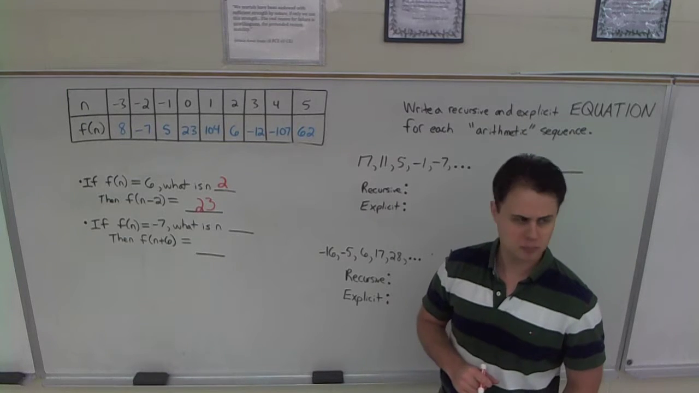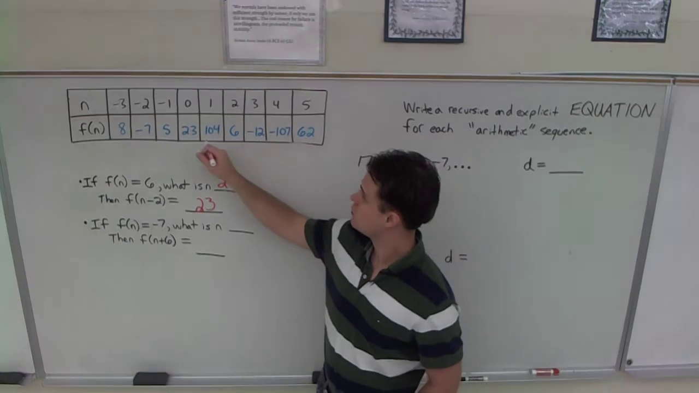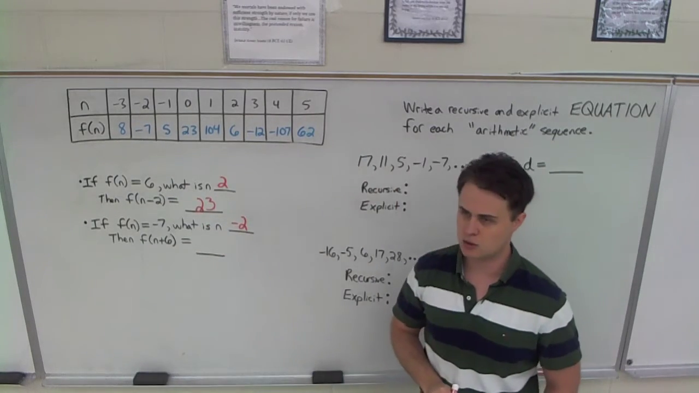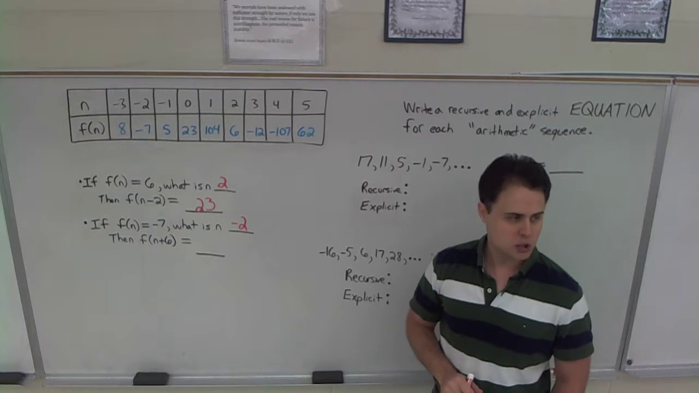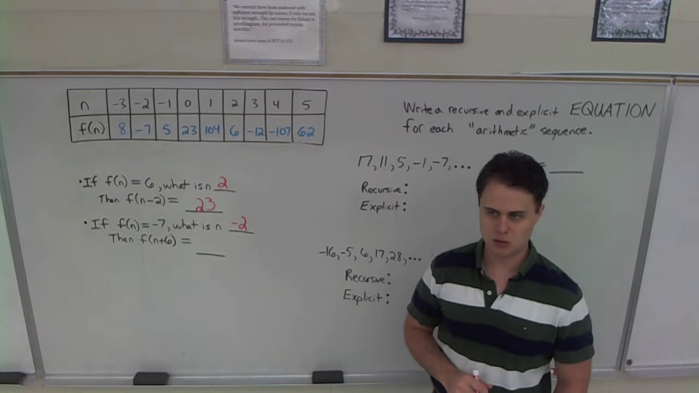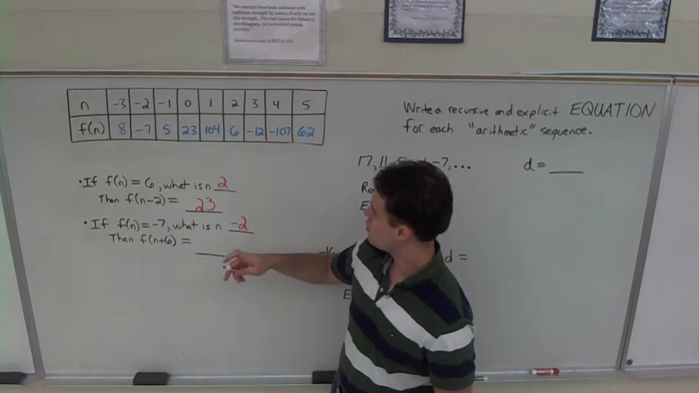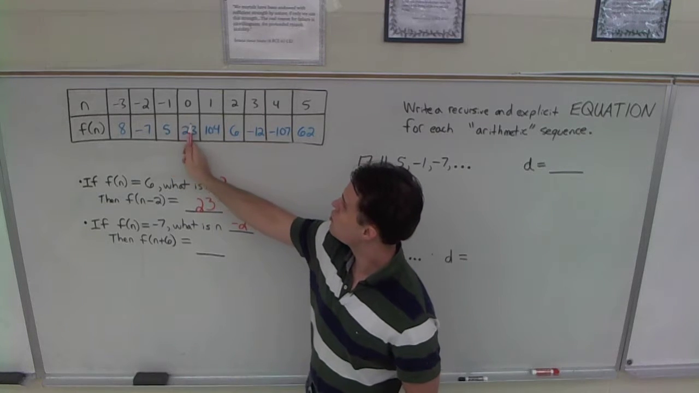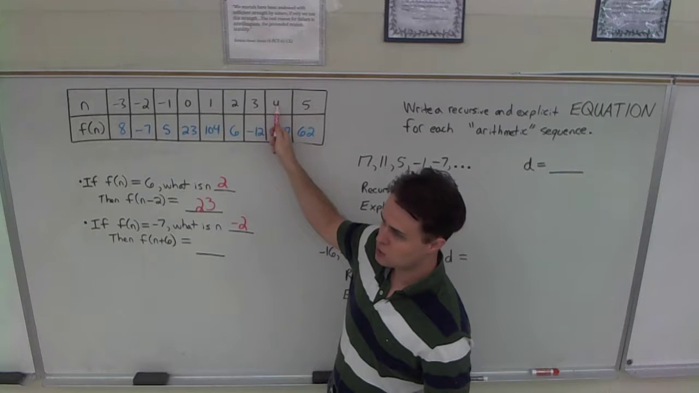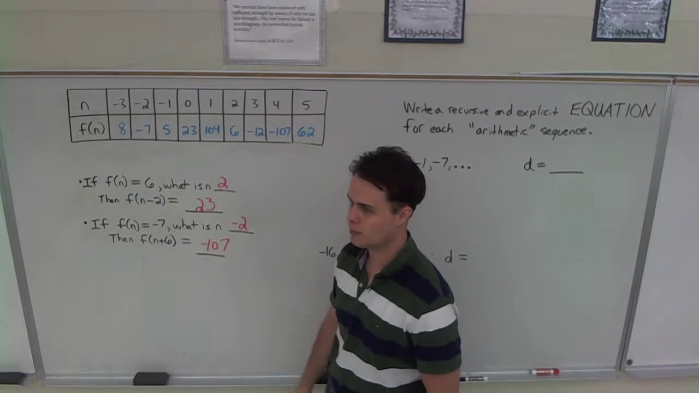So f of n equals negative 7. What's that one going to be? Right here, that happens at n equals negative 2, I should say. So if they want you to step forward 6 spaces in the function or the sequence, you would say that was negative 107. So from here, 1, 2, 3, 4, 5, 6. If I put n plus 6 in, I get negative 107 out.